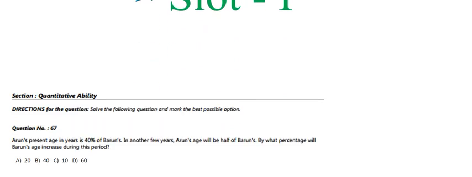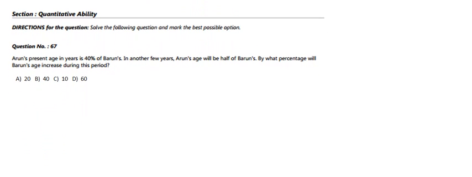So today we are going to solve the CAT 2017 question paper, slot 1. So let us begin with our question paper. I would like to solve the quantitative ability section now, and we will solve the other topics later on. So let us begin with our first question.